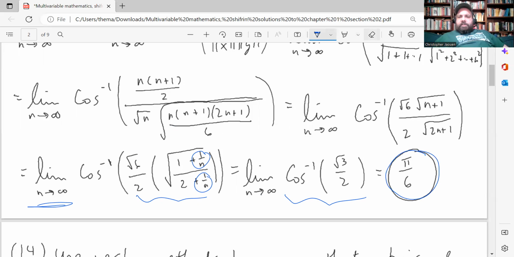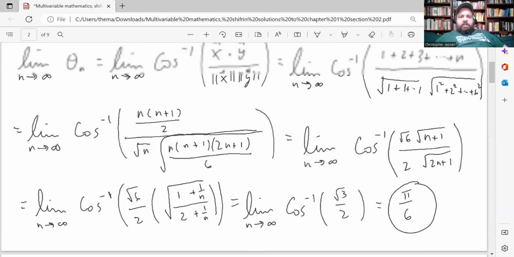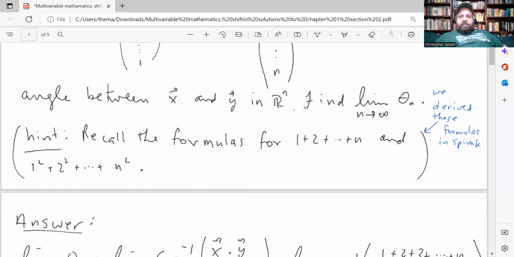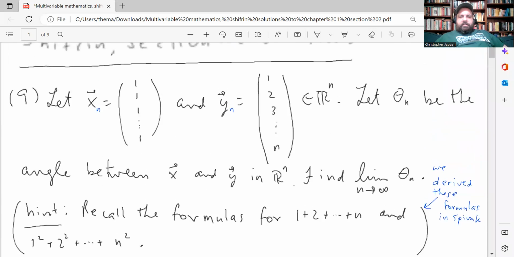So that was a fun little problem to do. Not too difficult, but it was kind of neat that the angle approaches pi over 6 as the dimension of the space goes up to infinity. That's kind of interesting.